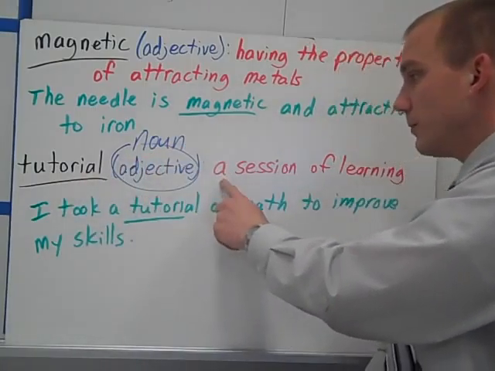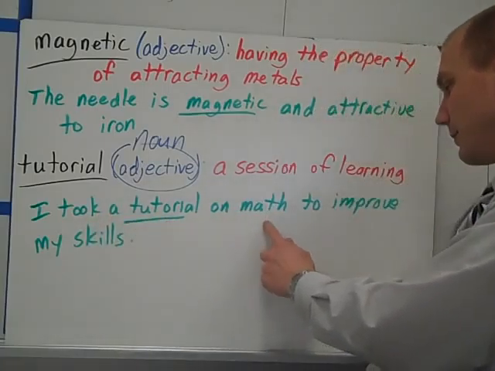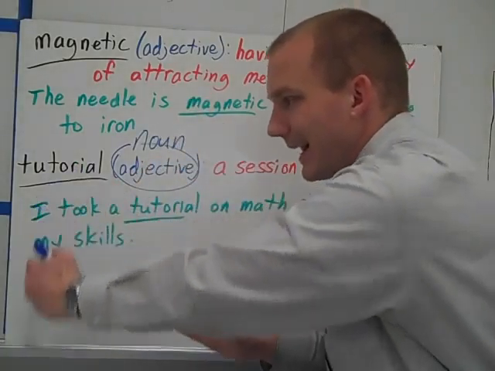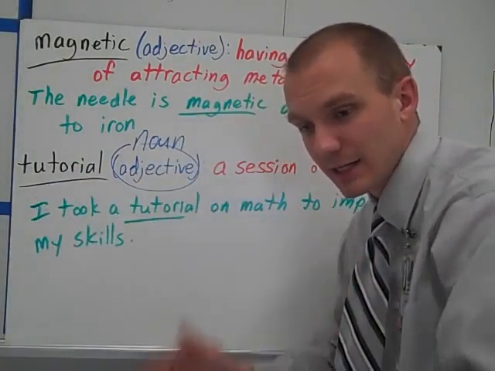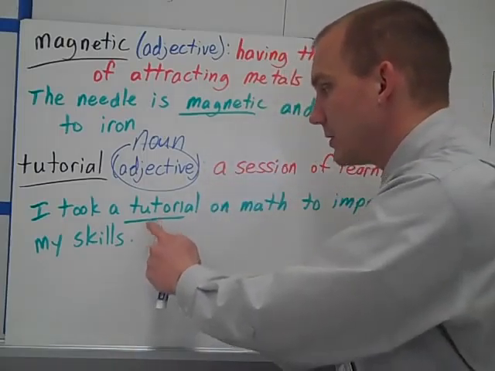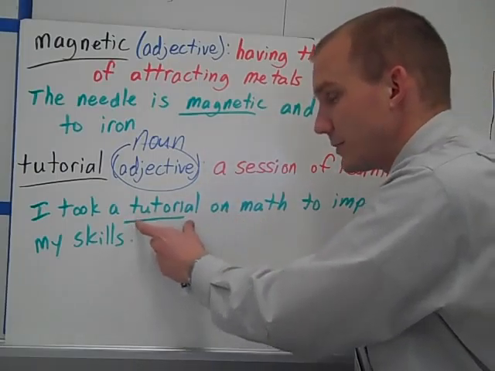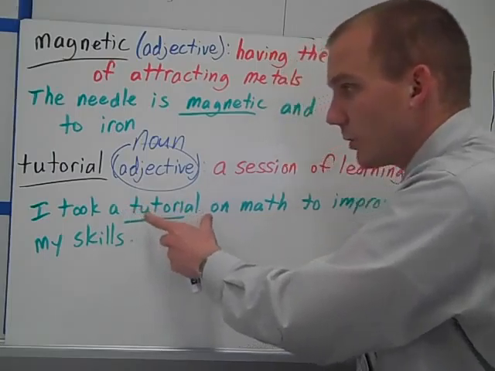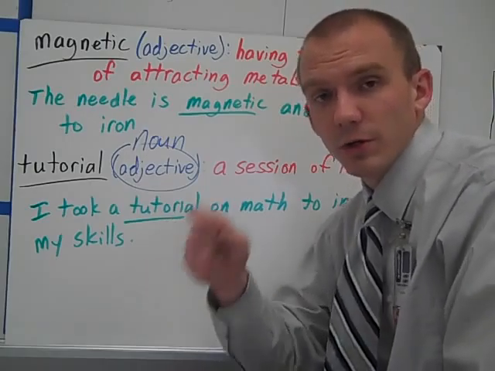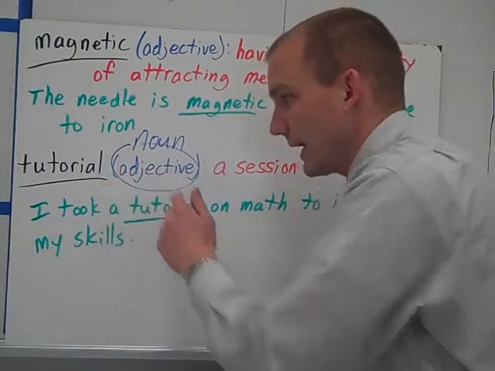Tutorial is a noun. It means a session of learning. Because look at this sentence. I took a tutorial on math to improve my skills. The tutorial is the actual thing that I took. It's a thing. It's an idea. It's a place where you are. It's something you're doing. It's a noun. It's not describing anything else in the sentence. The tutorial on math, that describes the tutorial, but the tutorial in this case is a noun. It's not an adjective. Unfortunately, just so you know, when you do your word game on part of speech, you're going to need to know that tutorial in that case will be an adjective.